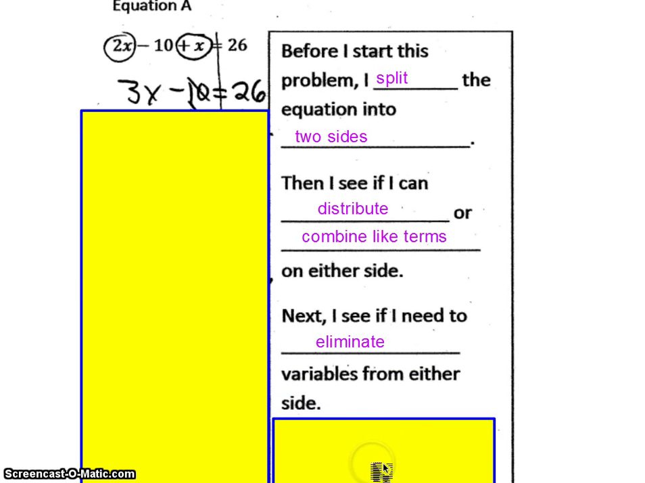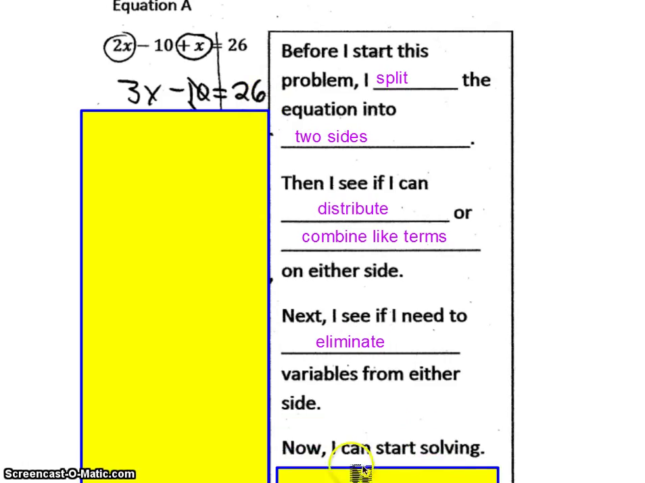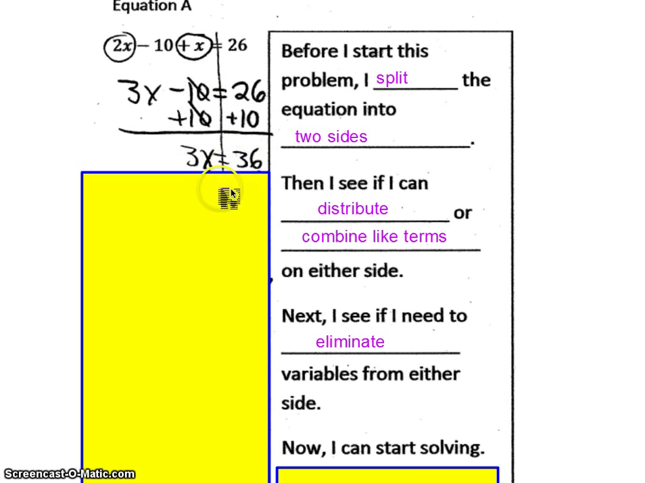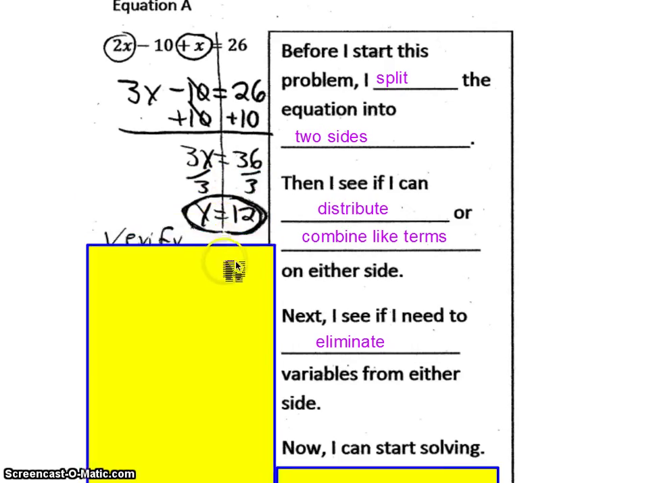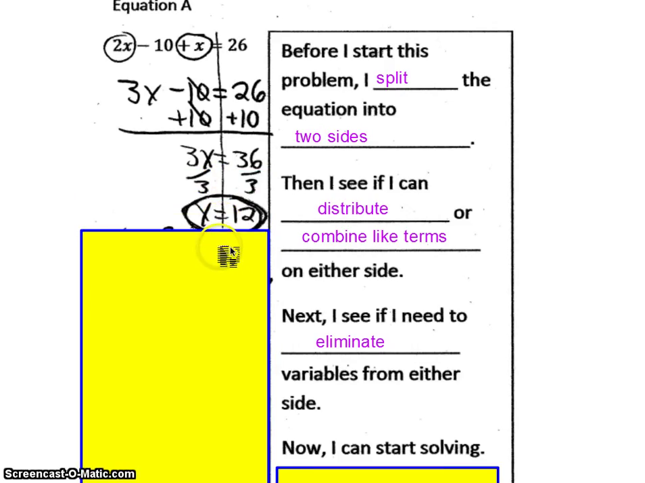Next, I'll see if I need to eliminate variables from either side. You want to write that down. I have a variable on this side, no variable on that side, so I don't need to do any eliminating of variables. Then you can start solving. The first thing to do is add 10 to both sides to cancel out this minus 10. That gives me 3x equals 36. Then I divide both sides by 3, and now I get x equals 12.